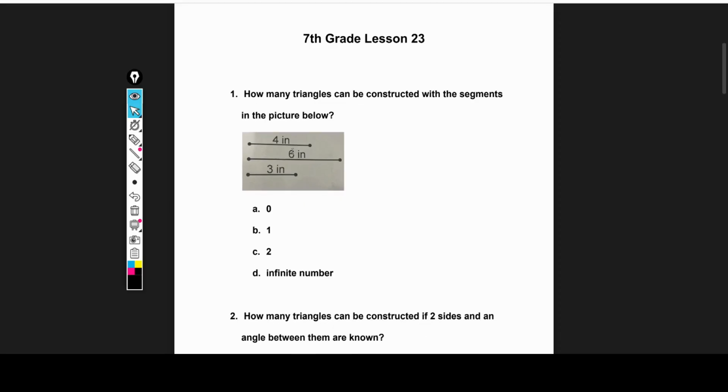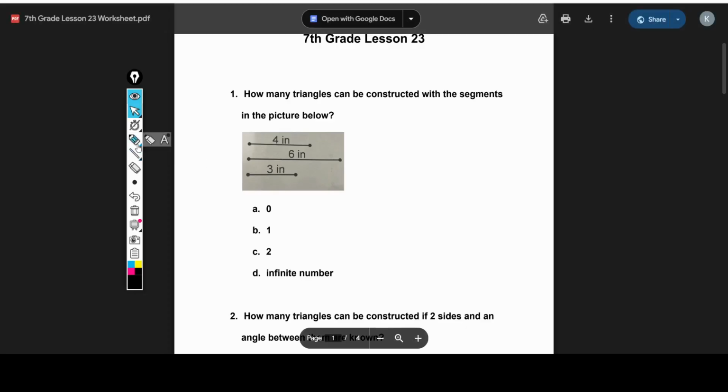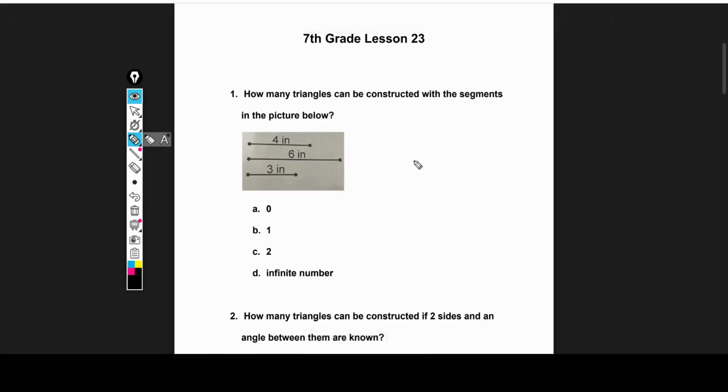So for the first question, we want to know how many triangles we can construct with just these three segments that are in the picture below. So let's try to draw, if we draw a 6-inch line here, and then we can draw a 4-inch line and a 3-inch line, we can get a 3, 4, 6 triangle, and we can see that this triangle works out.